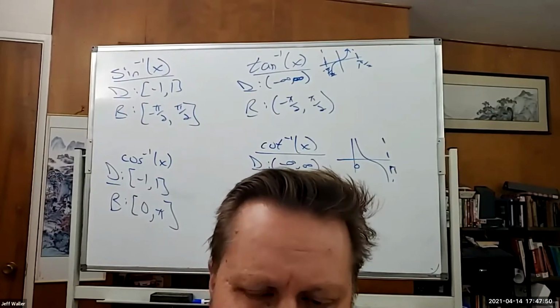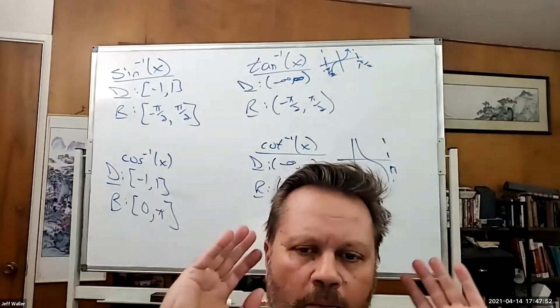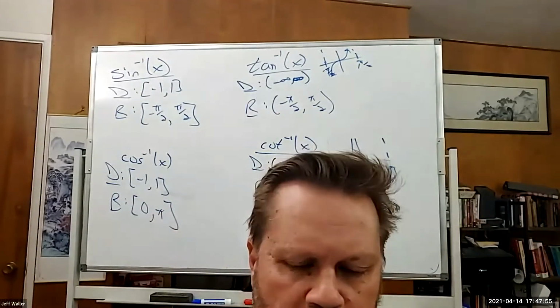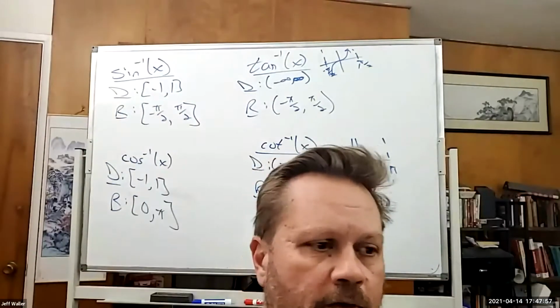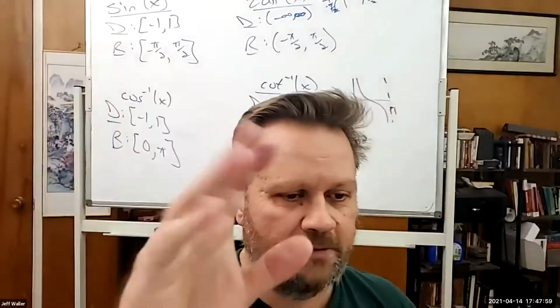I kind of want to do it, but I kind of don't want to do it because I don't want to throw more in your brain than you need for a specific section. Obviously, inverse secant and inverse cosecant exist, right?